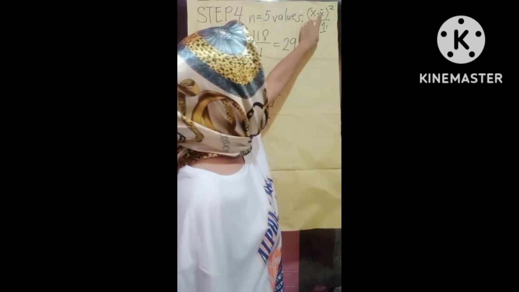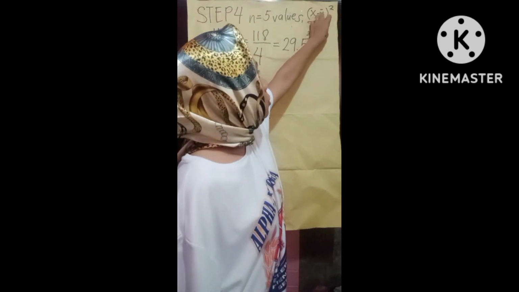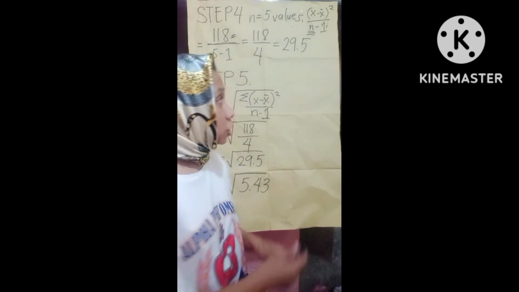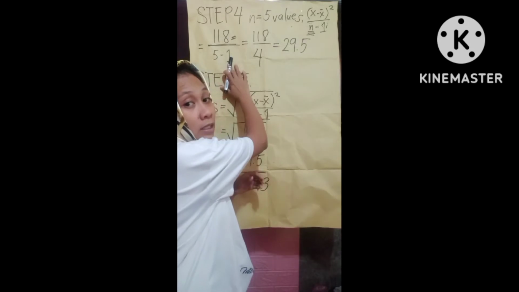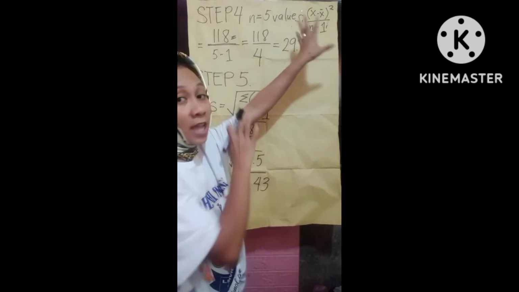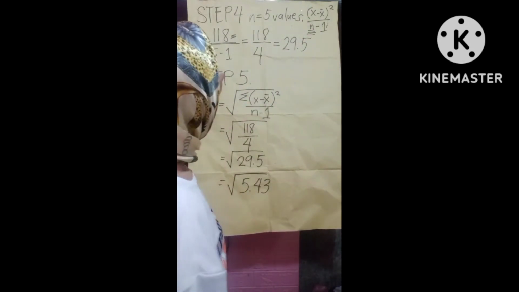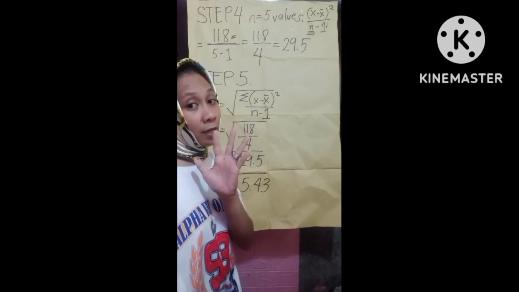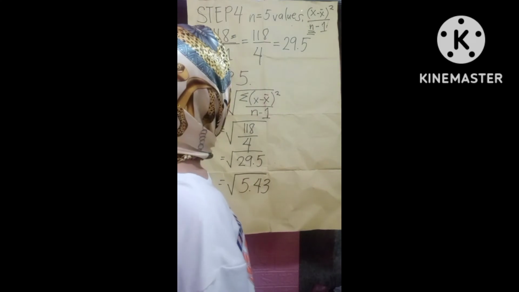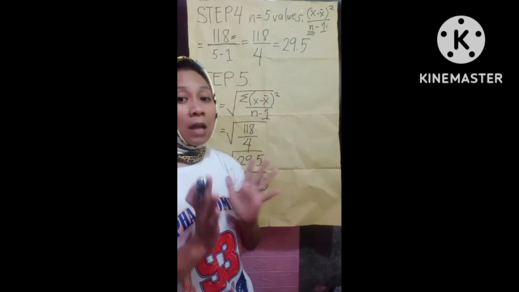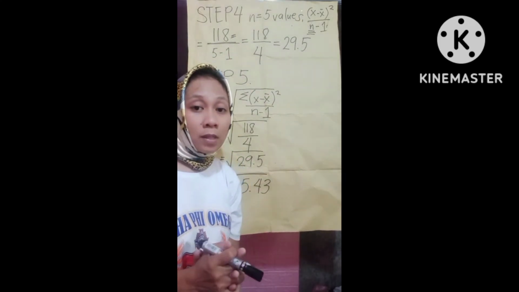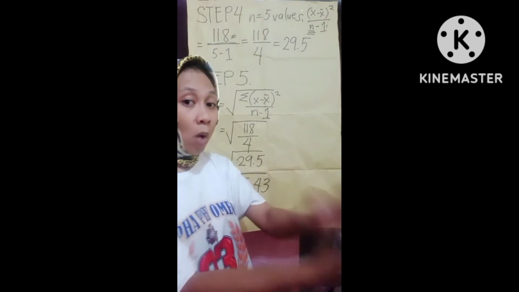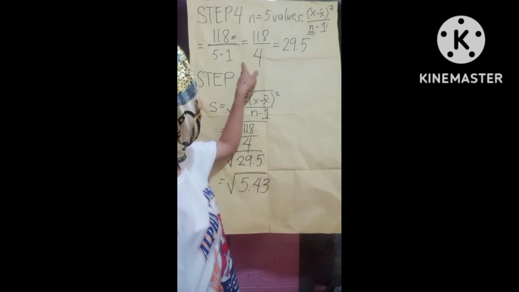Then, the sum of x minus x bar raised to the power of 2 is the answer we got in step 3, which is 118. We took the squared differences, right? Then n minus 1, where n is the given number 5 in the sample data, so 5 minus 1. We know that for the standard deviation of the sample, what we really use in the denominator is n minus 1. That is why we use it.